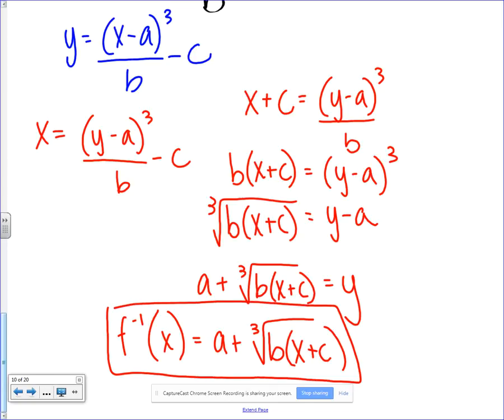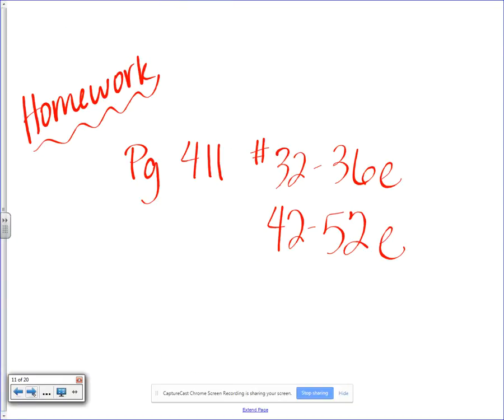all right, folks, that is our first day on inverses. Again, remember, we're just flipping the x's and the y's. Here's your homework. Feel free to work together. Talk about it if you need to.